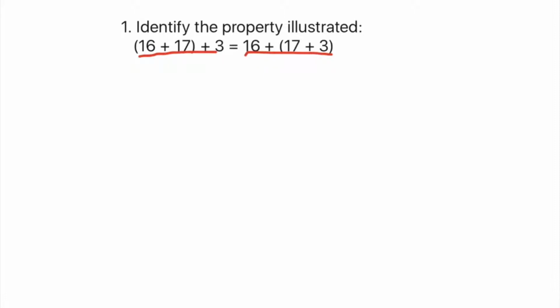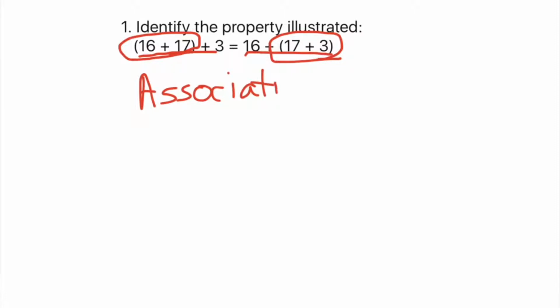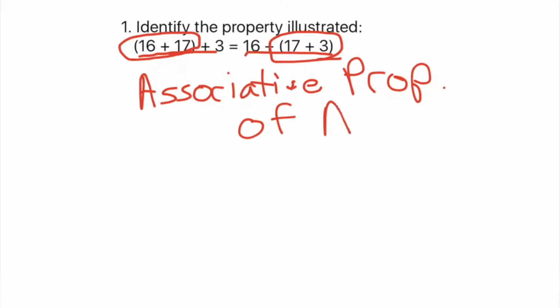The only thing that changed is on the first one, we're grouping together 16 and 17. On the second one, we're grouping together 17 and 3. So anytime we just change which numbers we're grouping together with parentheses, that's the associative property. So this is the associative property of addition. I'm just going to do property of addition.